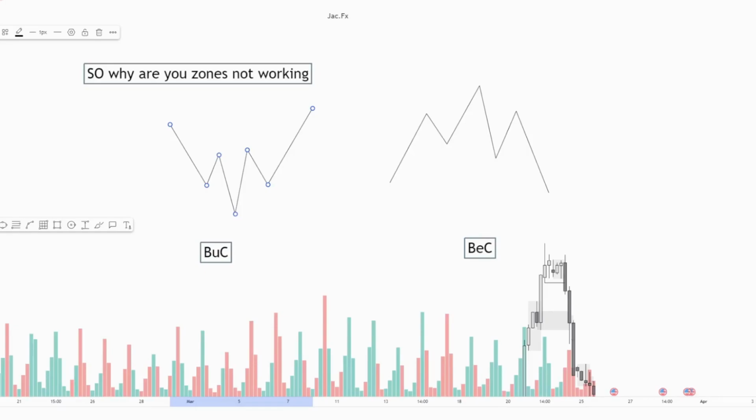Today we will be going over 2 ways to make your supply and demand zones more probable. That way you don't take as many losing trades and you're profitable in the market.